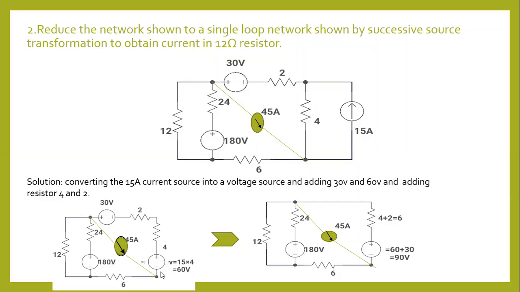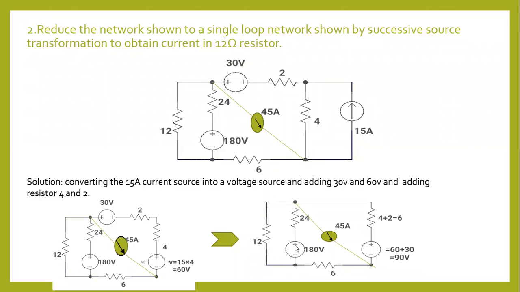The first thing we have to check is the polarity. I'll start from here, minus to plus 60 volts, and even here, minus to plus, sorry, 30 volts. Hence both are in the same direction, so I can add them. 30 plus 60 is nothing but 90 volts, as you can see in the next circuit. And the two resistors are connected in series, 4 plus 2, which is nothing but 6 ohms.